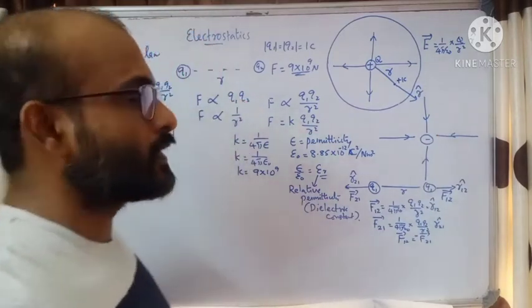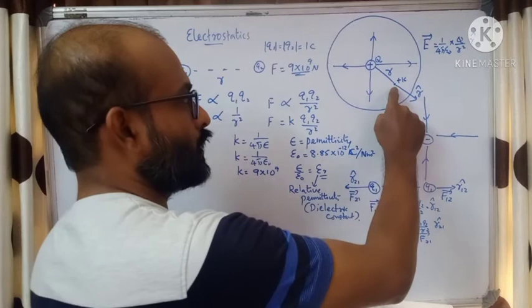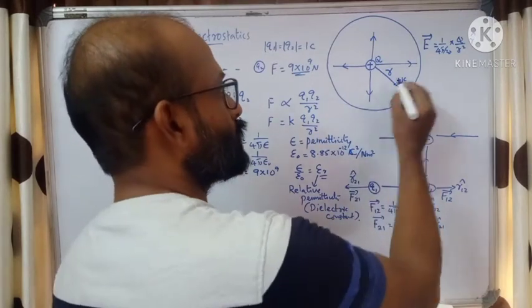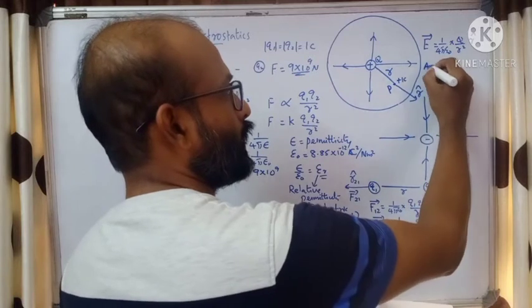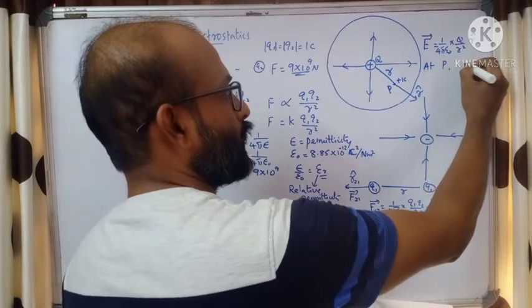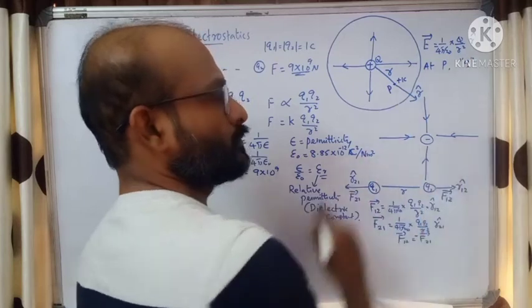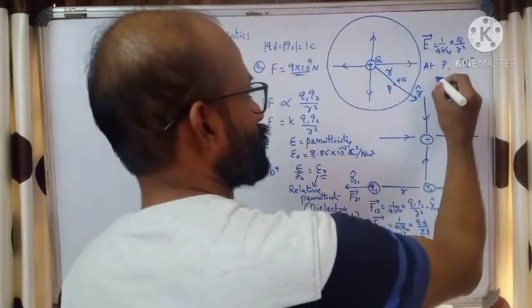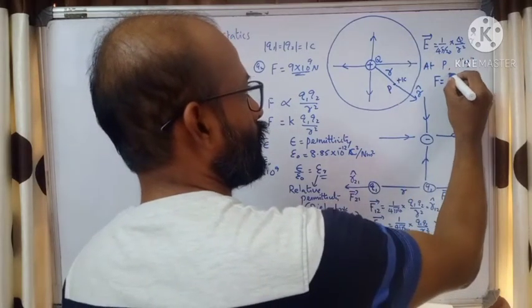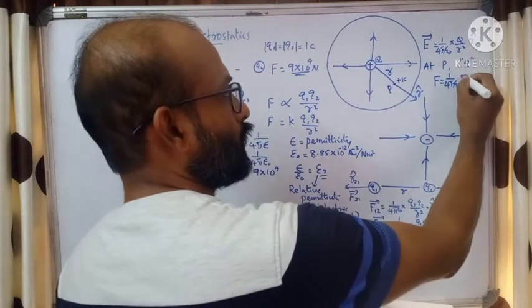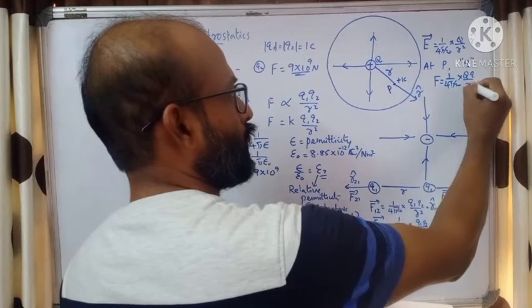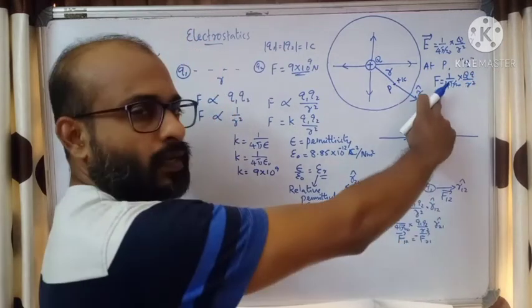Now, suppose you place a charge Q, a 1 coulomb charge, at this point P. At P, if I place a Q coulomb of charge, what will be the force experienced? I can say force is equal to 1 by 4 pi epsilon 0. I'm just writing the magnitude. Then Q into Q divided by R square. This is the force experienced.